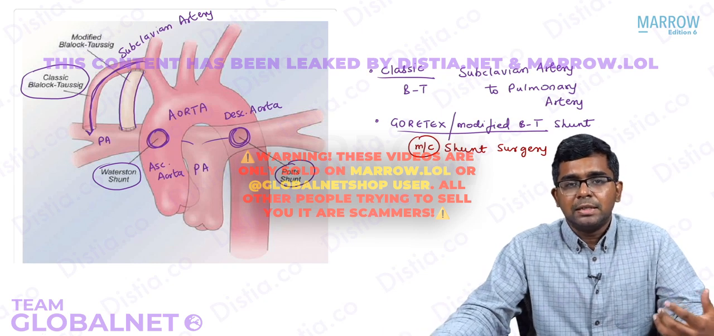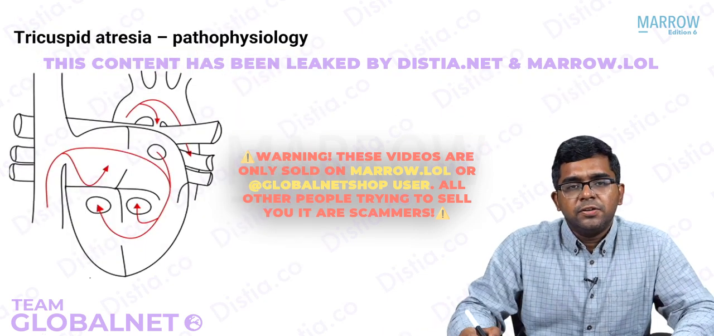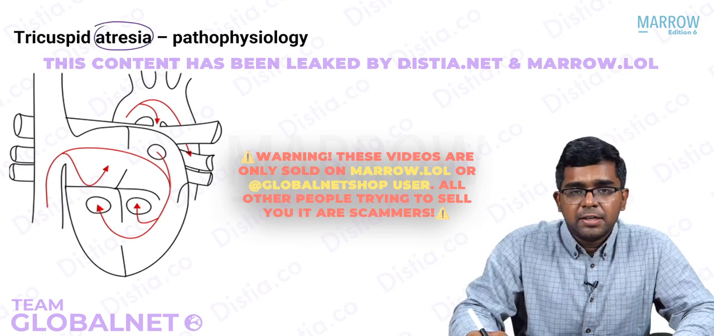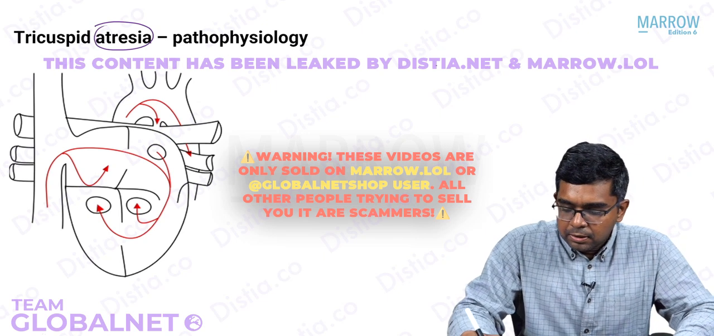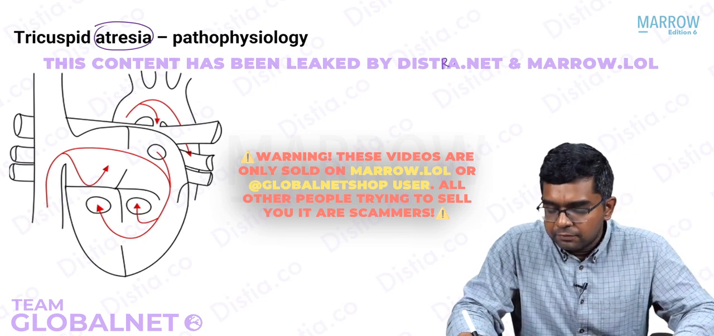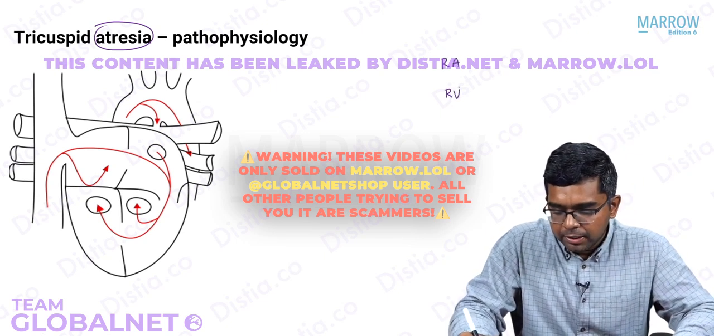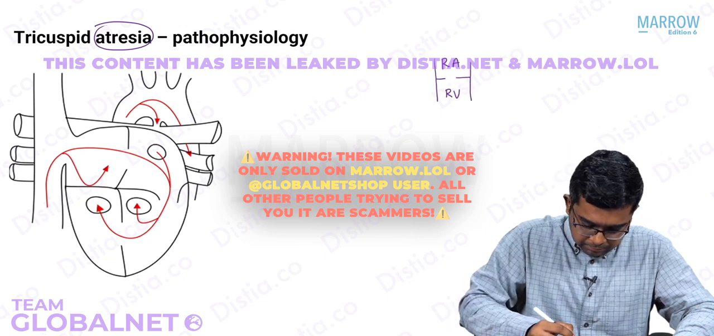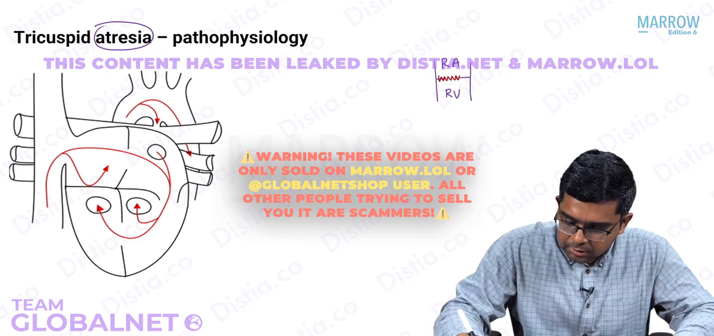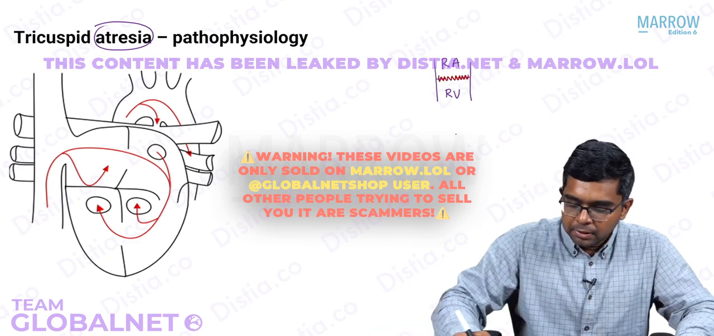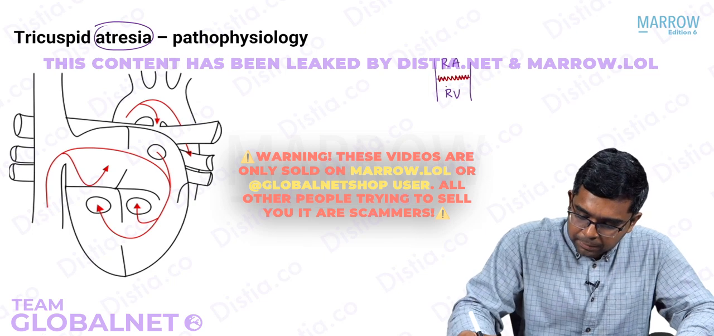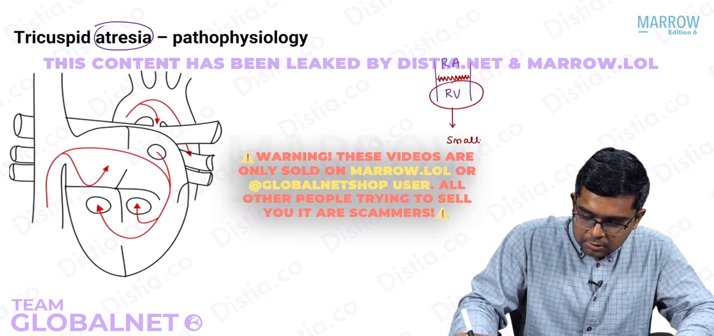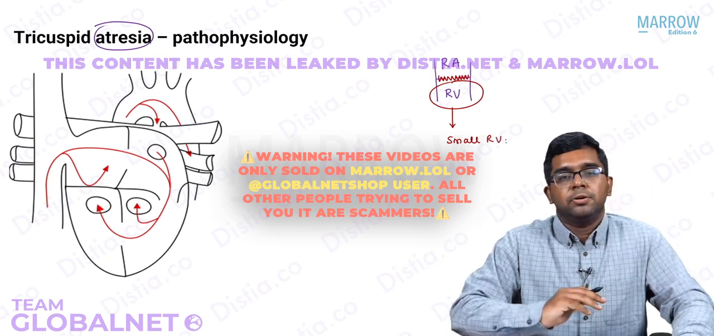Now let us look at the other conditions. As you can infer from the name tricuspid atresia, there is atresia of the tricuspid valve. So very simple, the tricuspid valve which is separating the right atrium and the right ventricle like this is not developed properly. That is what is called tricuspid atresia. Very simple. Because of this, what will happen to the size of the right ventricle? It will be very, very small sized RV. That is the point to be noted.